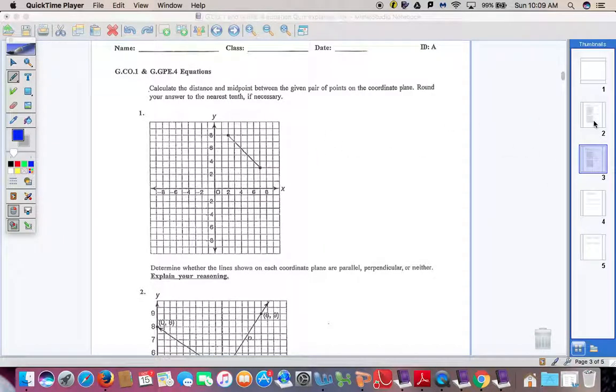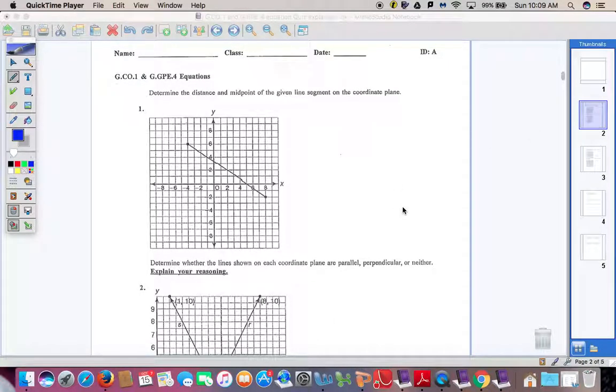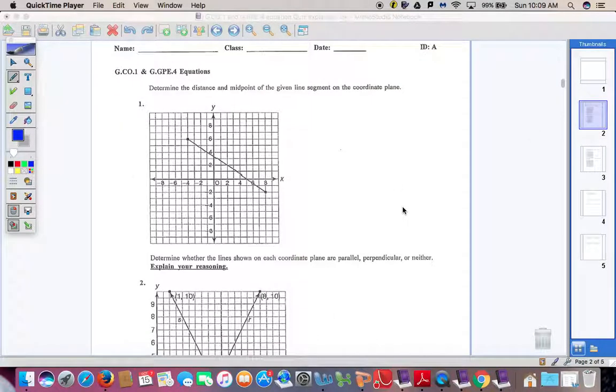Okay, so there's multiple versions because I can't give everybody the same version because there's too much eye looking. So here we go. If you had this particular question for question one, your first step would have been to identify these two ordered pairs because we're looking for the distance and the midpoint. And you can't find either one of those without knowing the ordered pairs.